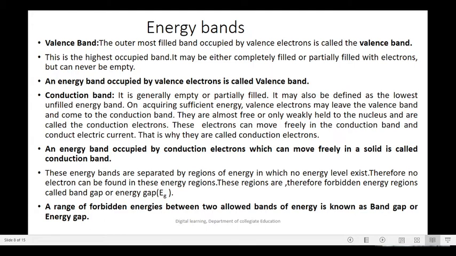These energy bands are separated by regions of energy in which no energy level exists. Therefore, no electron can be found in these energy regions. These regions are therefore forbidden energy regions called a band gap or energy gap. A range of forbidden energies between two allowed bands of energy is known as band gap or energy gap.